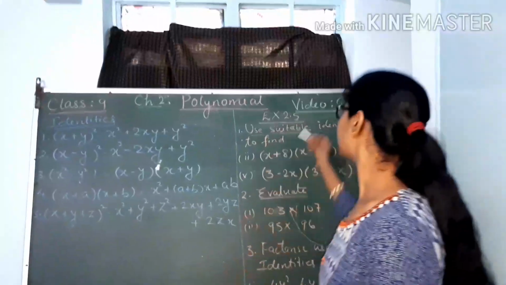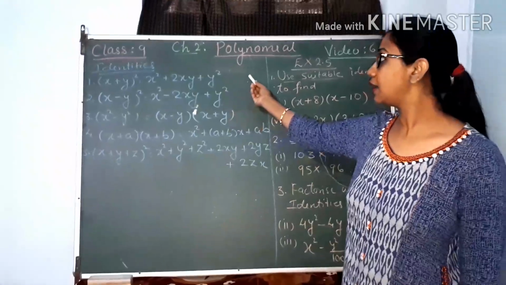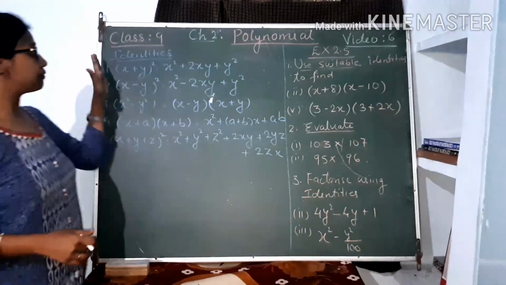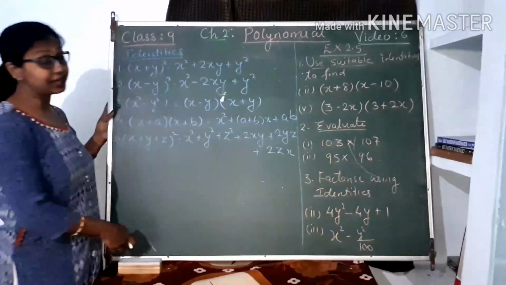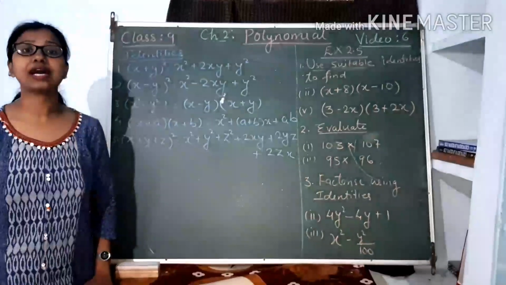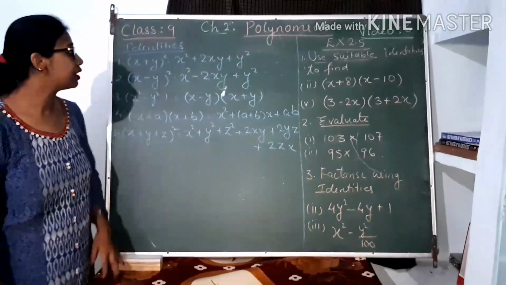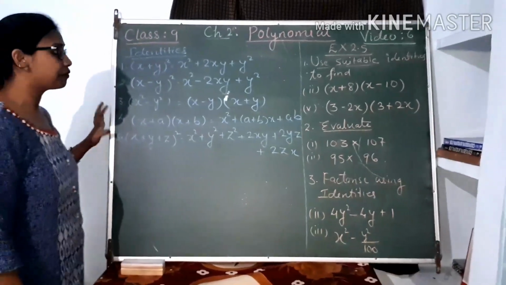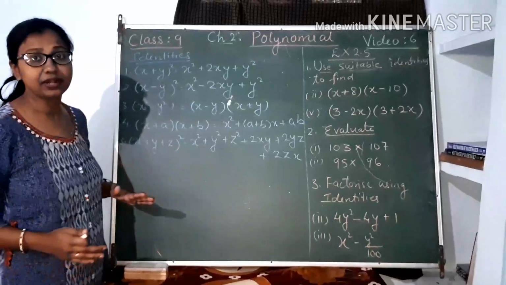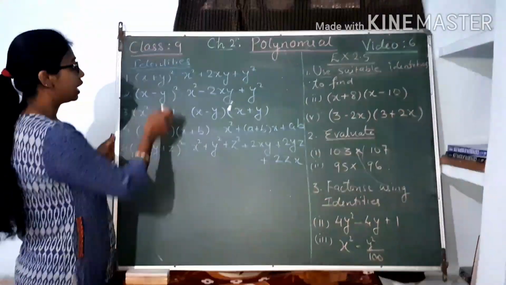Now this is video number 6. Chapter polynomial only we are continuing for class 9. Today we are discussing about identities. These few identities you have already done in your class 8. Some more we will add in our class 9. So based on these 5 we will do the questions, then the rest of the identities I'll write down and then we will continue the problems.